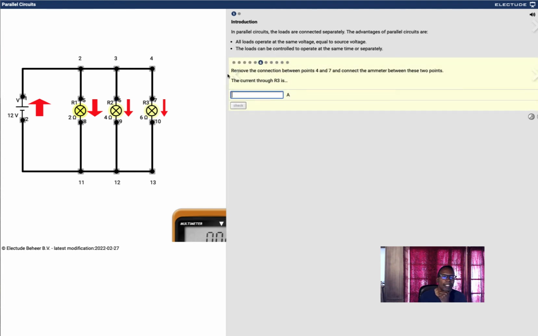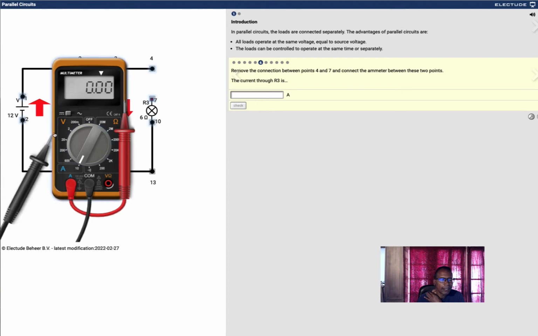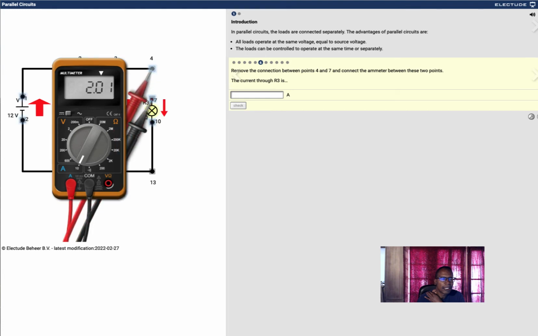Now it says R4 and R7. What do you think it should be? Now I'm going to leave it up to you. What does the current run through this leg here? Let's find out. If you said 2 amps, you're correct. That's correct.